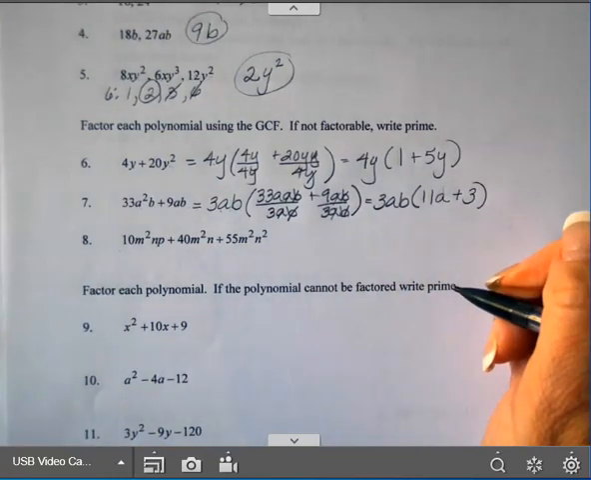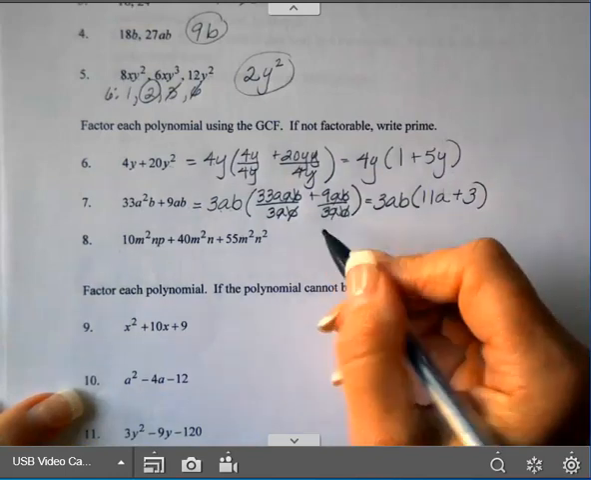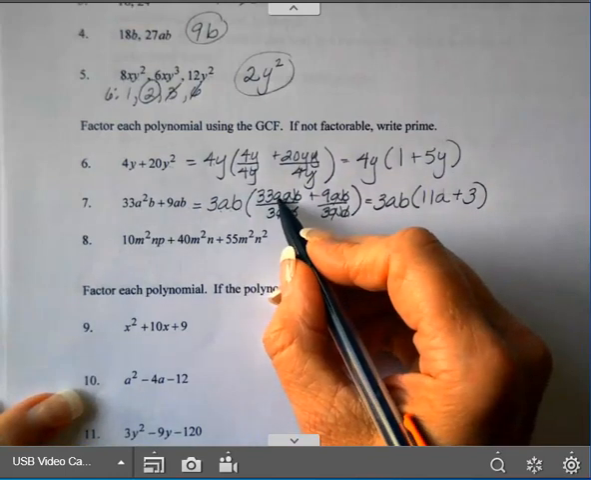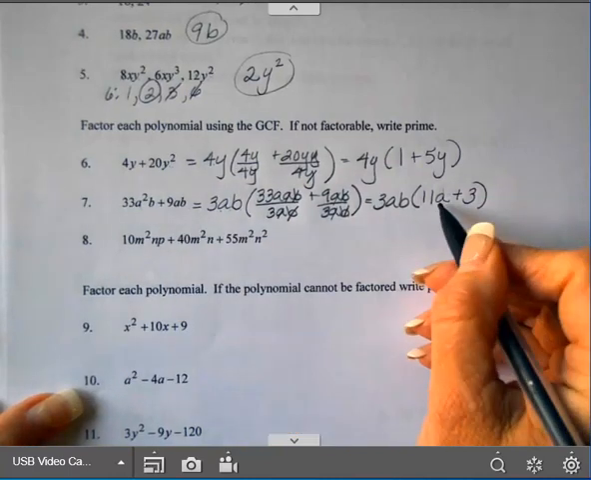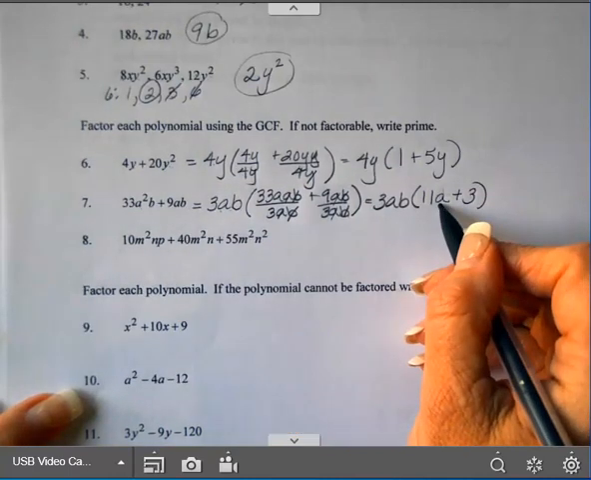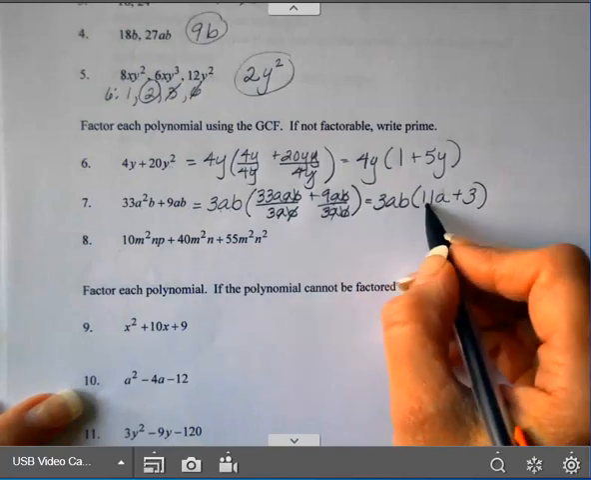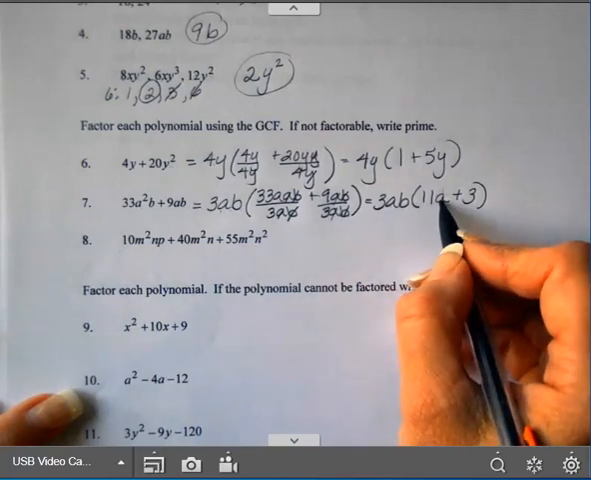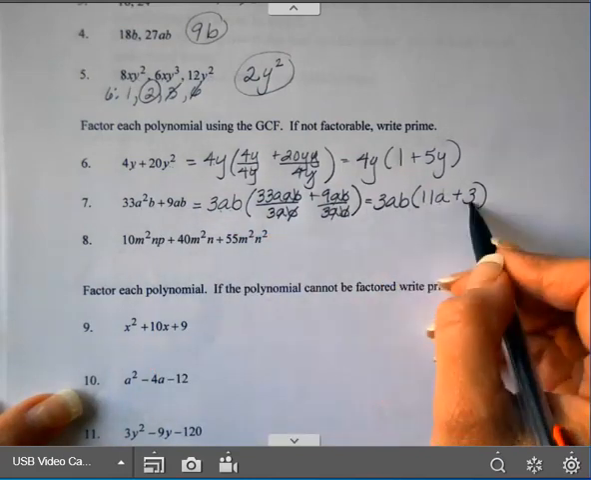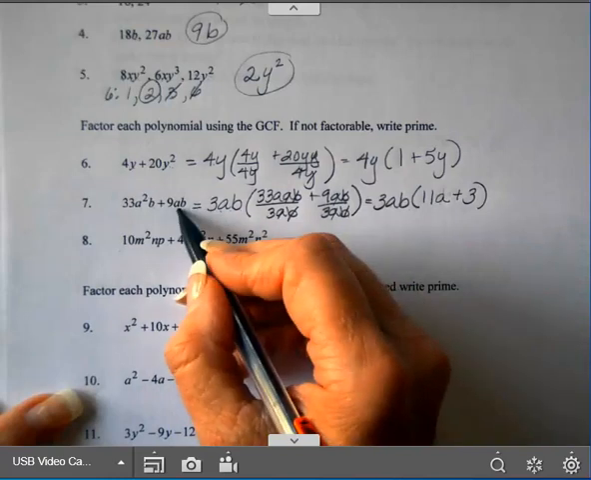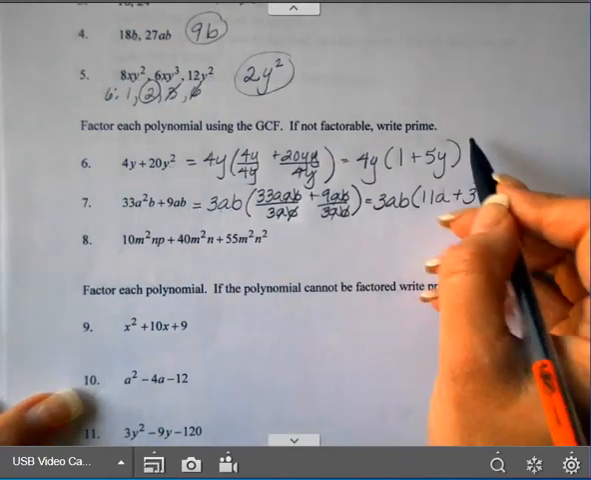It's a good idea to check your answer because I didn't notice at first that I hadn't canceled that a out. So I would not have had the correct answer if I had left this a out. But I did realize that I missed it, so I put it back in. Let's go ahead and multiply. So I have 33a²b, that's my first term. And then 3ab times 3 is going to be 9ab, which is my second term. So I know I got it correct.